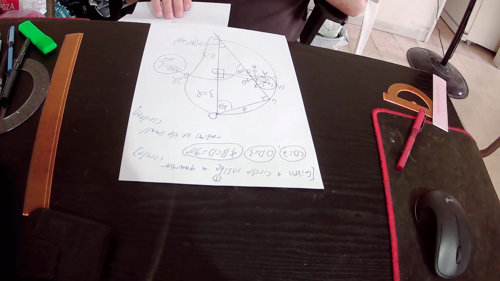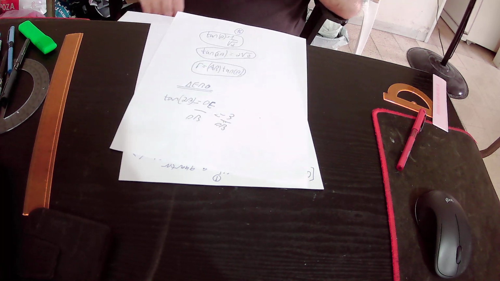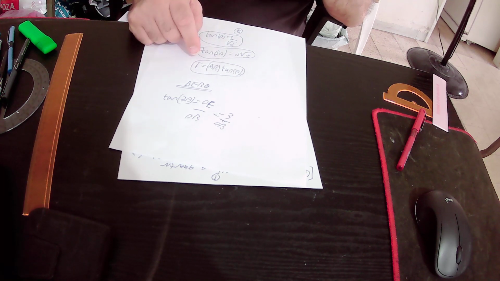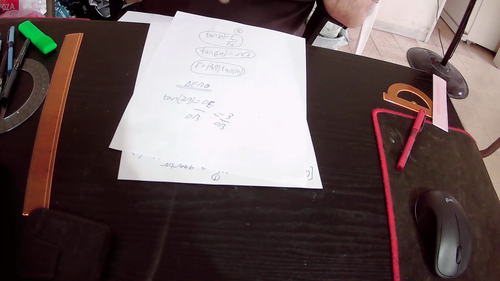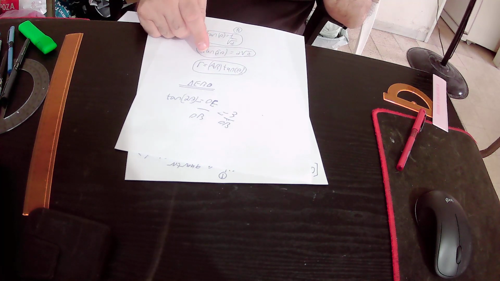Okay, so we know that tangent theta equals 1 over root 2, tangent 2 theta equals 2 times root 2, and the radius of the small circle equals AB times tangent theta. So the only thing that is left is to find the value of AB, and then we will know the value of the radius of the small circle.